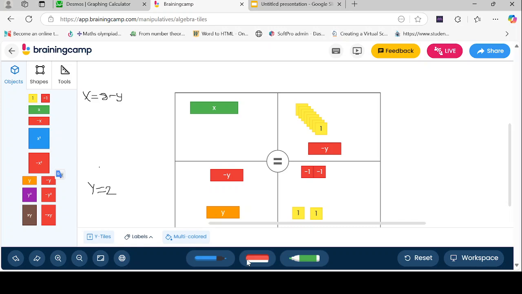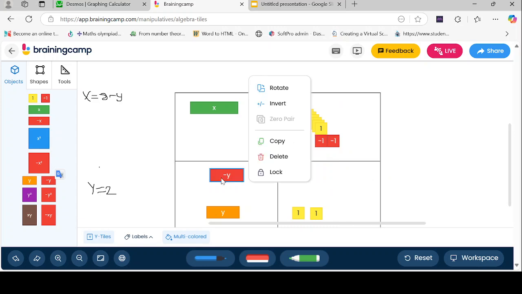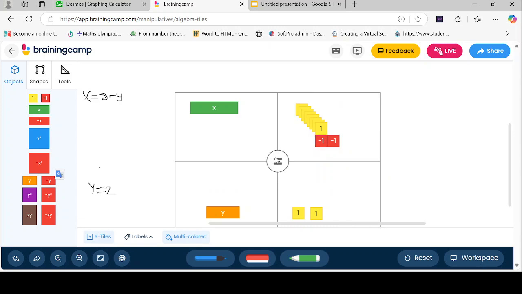Wow, keep it up. So it means that since y is 2, I'll delete this y in the first equation, and I'll replace it with this, 2. So I'll just highlight this and move it here, right? So I can delete this also. Good. So that means I have substituted the value of y into this first equation.